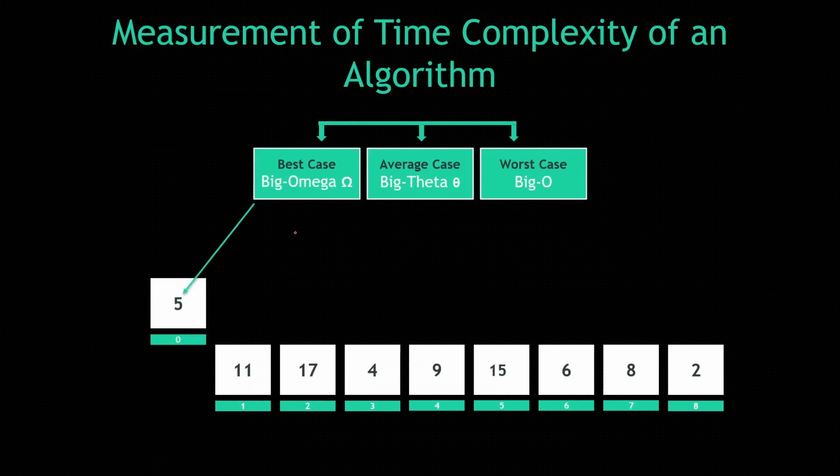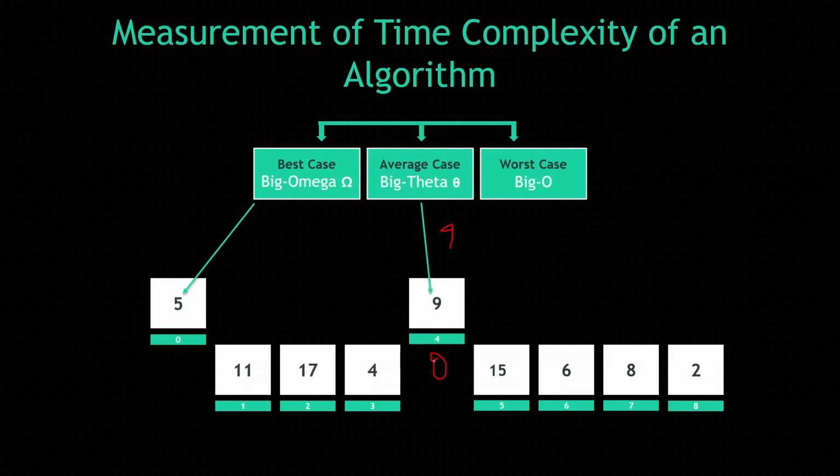Now, what is average case complexity? Suppose we want to find the item 9. It could happen that we keep searching and at the middle of the search, we get our item. This is called average case complexity.